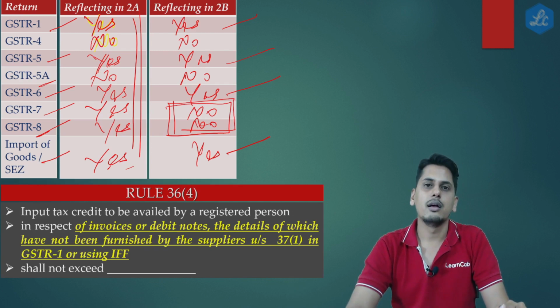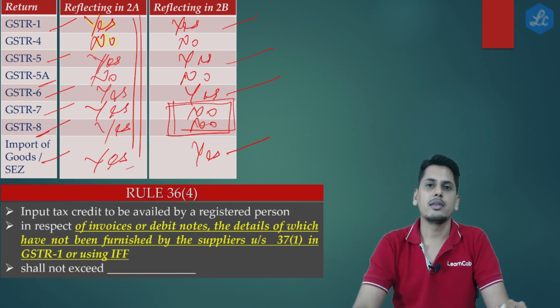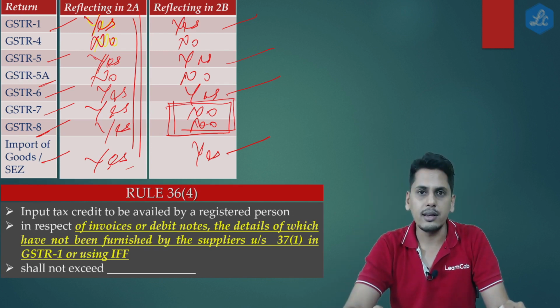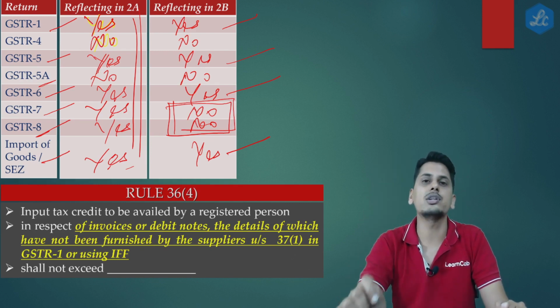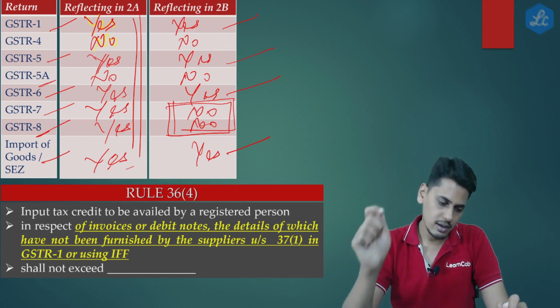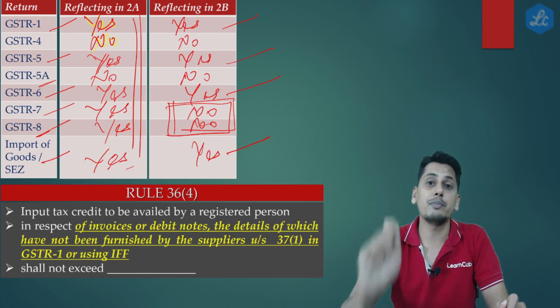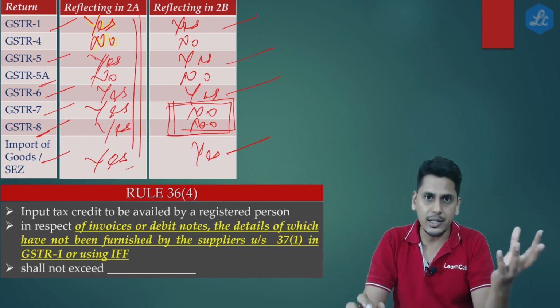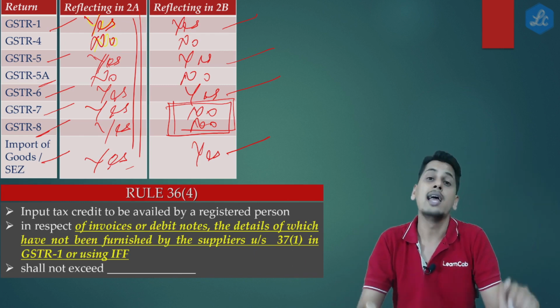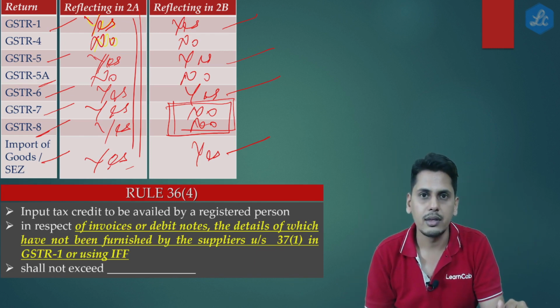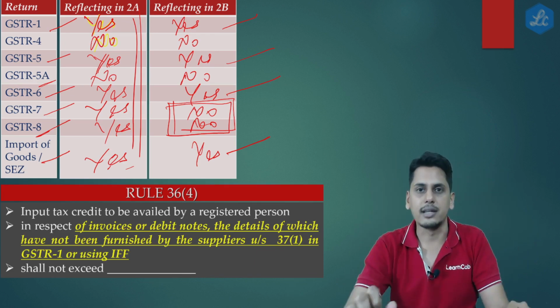Next, a particular entry is not reflecting in my GSTR 2B, the source of which is importation of goods or purchase of goods from a special economic zone based on bill of entry, where the data is transmitted from the customs server to the GST server. That transmission has not happened. Can I take input tax credit?